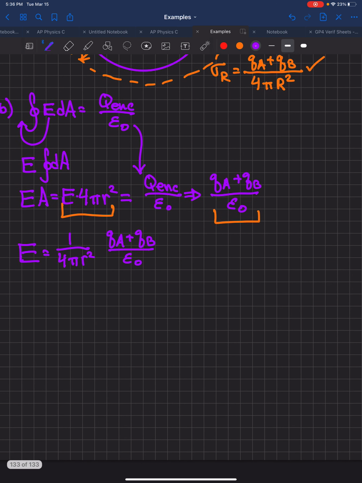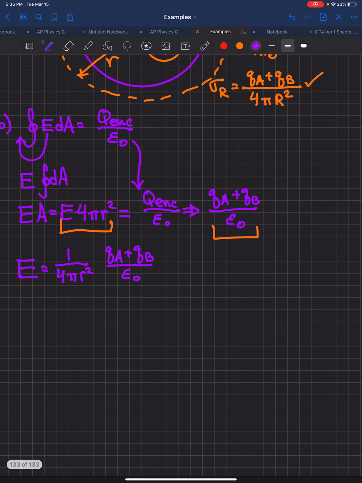Now, technically, you're done. You have your equation for E, but of course, typically it'll be written like 1 over 4 pi epsilon naught QA plus QB over R squared. That's the more appropriate way. We essentially just swap the position of those two.